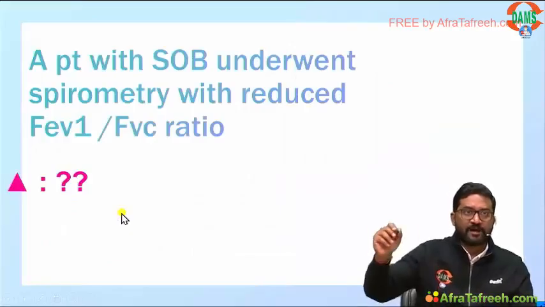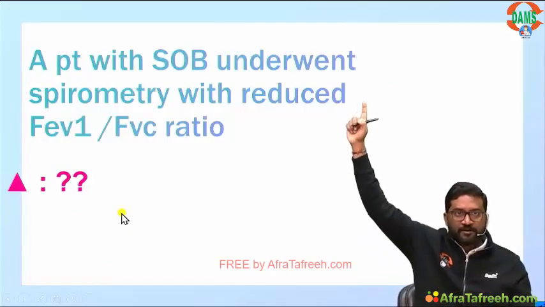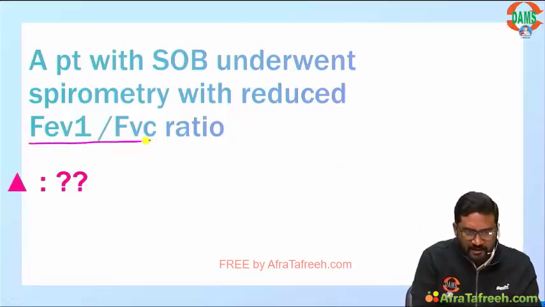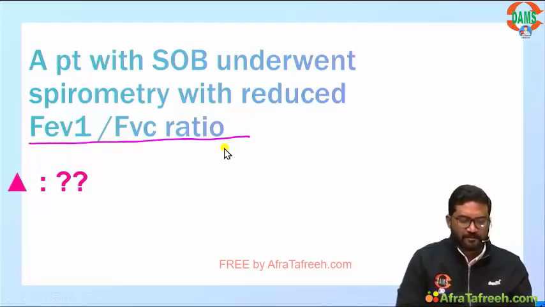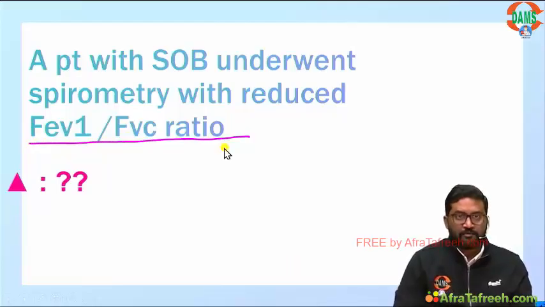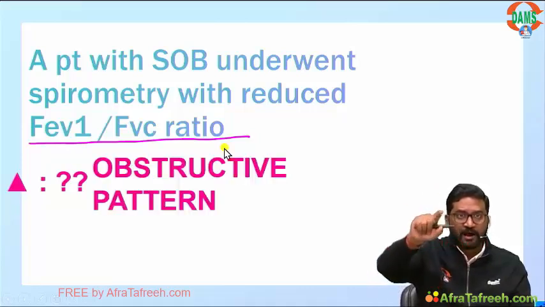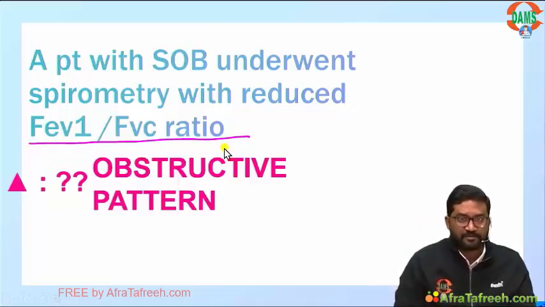Then what is your diagnosis here? There is a patient with shortness of breath, underwent spirometry, and there is decreased FEV1 by FVC ratio. If this is the situation, what should be your suspicion? Yes, is it obstructive or restrictive? Obstructive or restrictive? Your answer should be obstructive. This is an obstructive pattern.